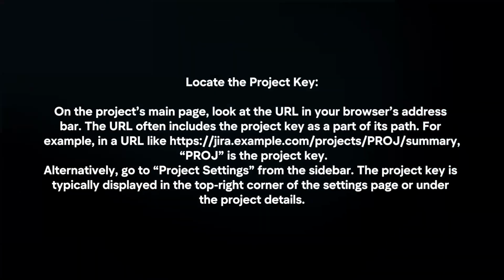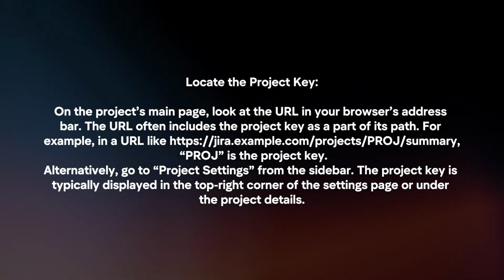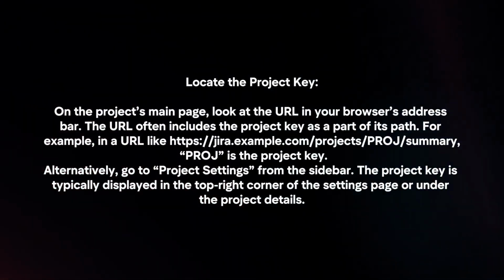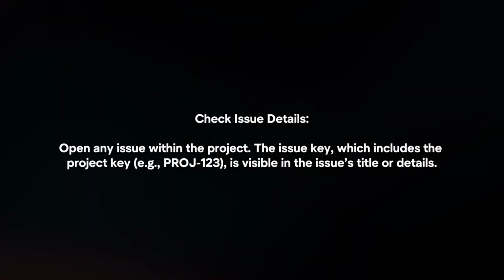Alternatively, go to Project Settings from the sidebar. The project key is typically displayed in the top right corner of the settings page or under the project details. Check Issue Details. Open an issue within the project. The issue key, which includes the project key, is visible in the issue's title or details.